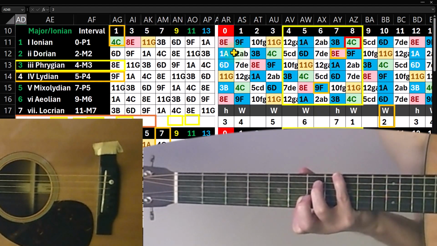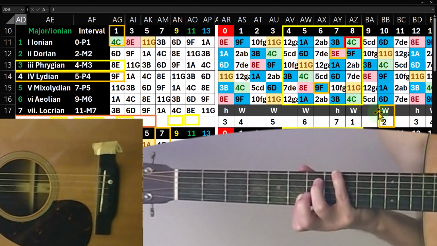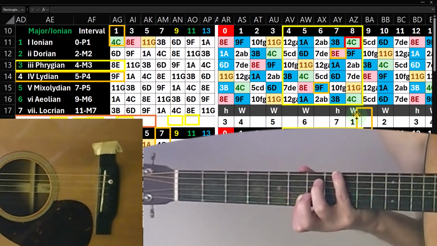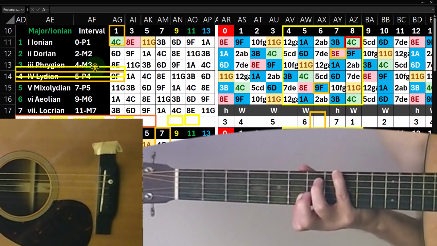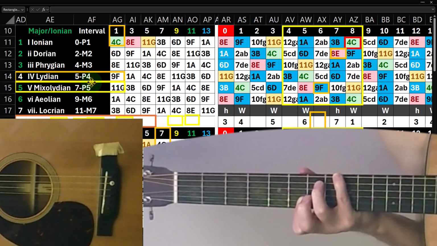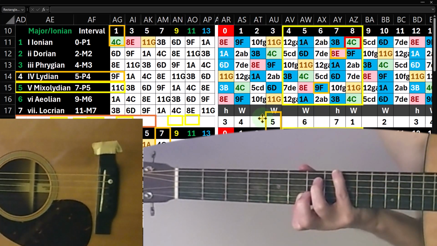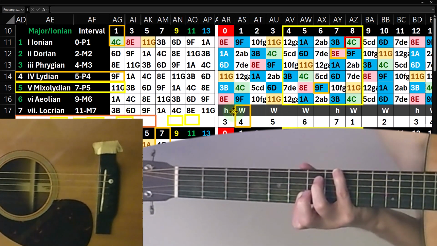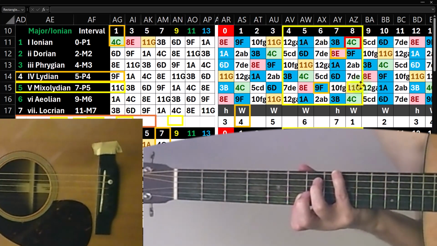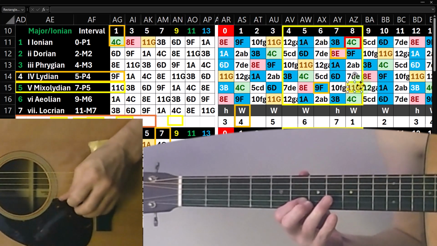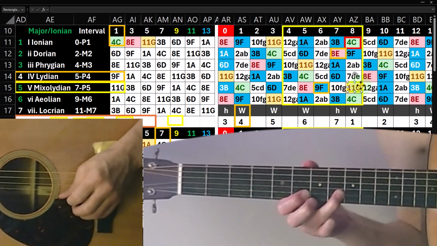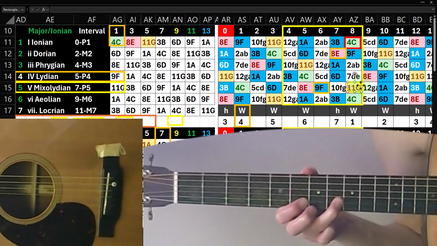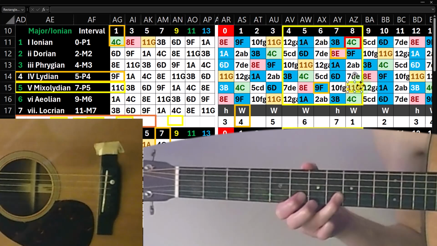Okay, so let's go back up again, and let's count this through. So now we're going from the 4 to the 5. So from the 4th to the 5th is going to be a whole step, going from the Lydian to the Mixolydian. Whole step from the 4 to the 5, Lydian to the Mixolydian.